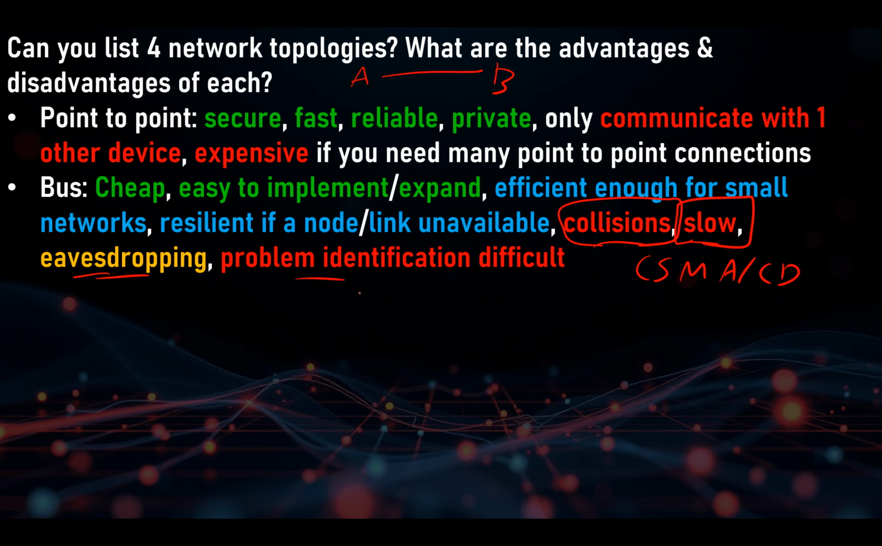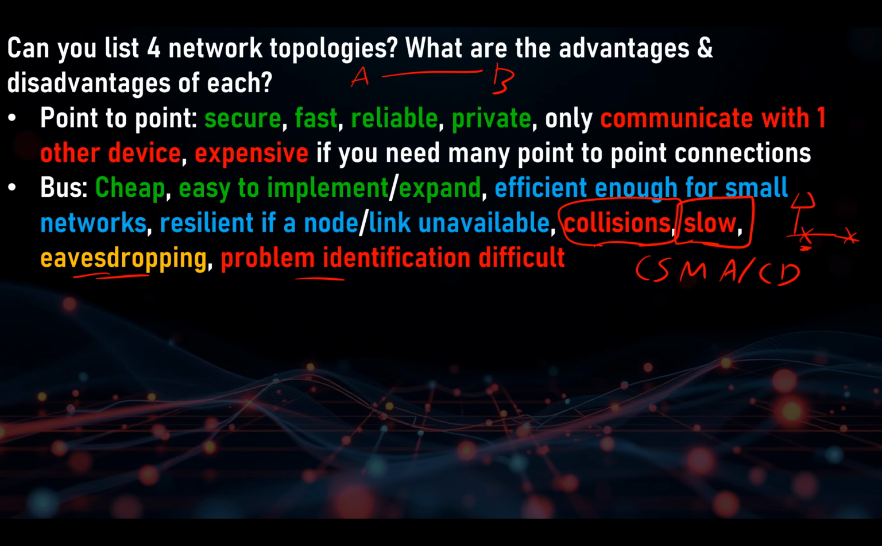And we'll see the problem identification is difficult. As mentioned, if the problem happens on these connecting wires, or the end workstation, then it's easy. But if the problem happens somewhere on the bus line, how do you know if it's here on the bus line, or, for example, here on the bus line?